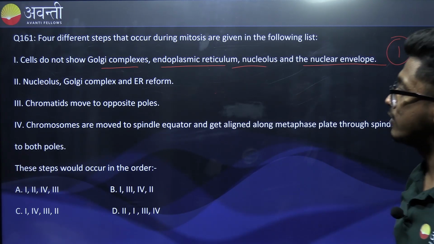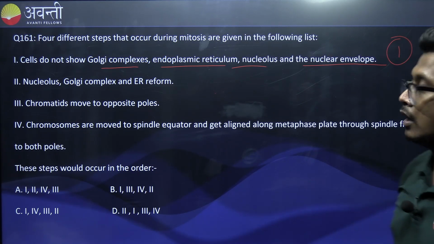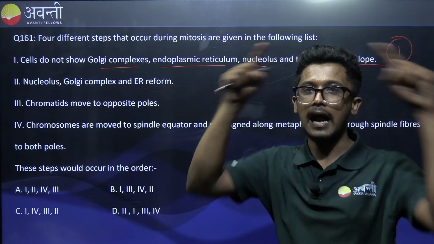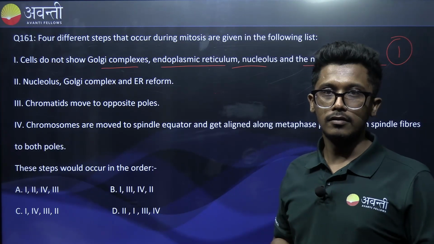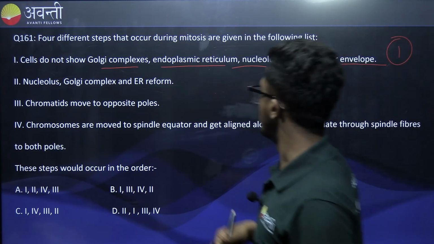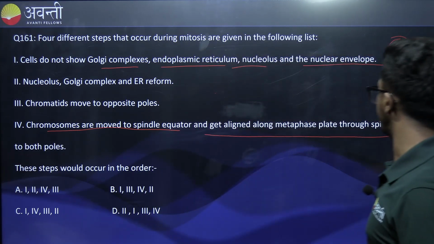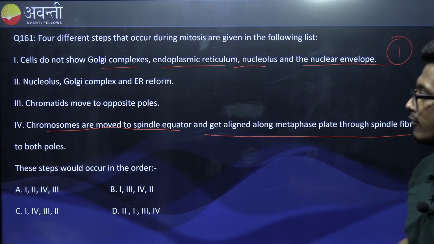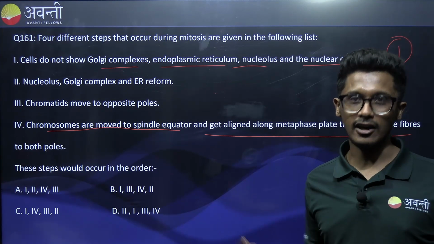After this first event, what happens? Usually the chromosomes, the condensed chromosomes, get attached by the kinetochore and then they align at the metaphase. Okay, they align at the metaphase plate. So chromosomes are moved to the spindle equator and get aligned at the metaphase plate through spindle fibers to both poles. Once they attach to the spindle fibers, now the migration starts.